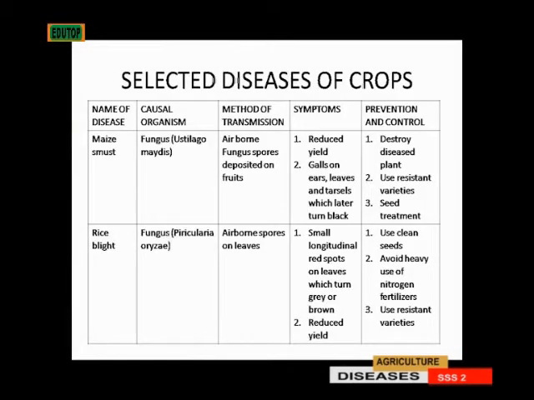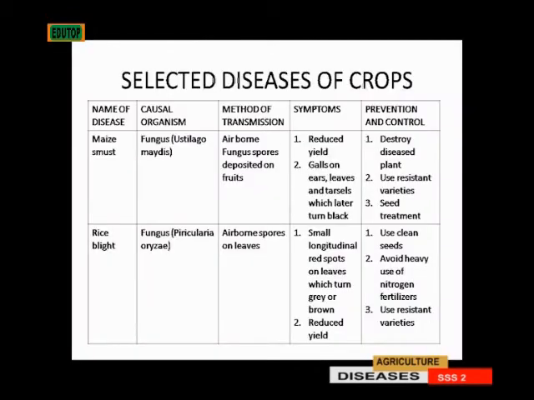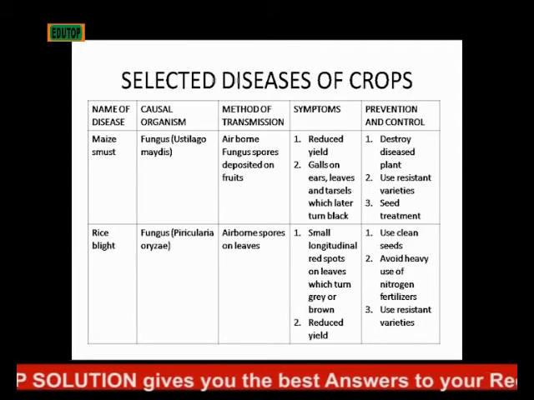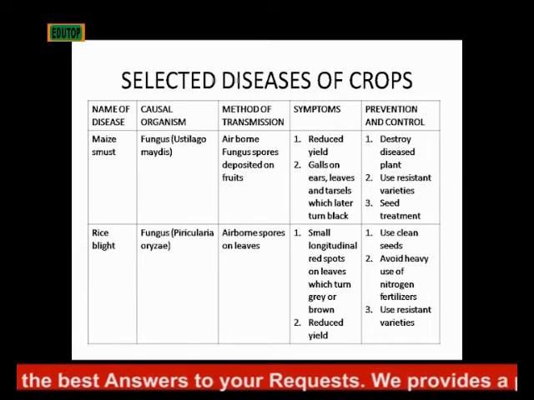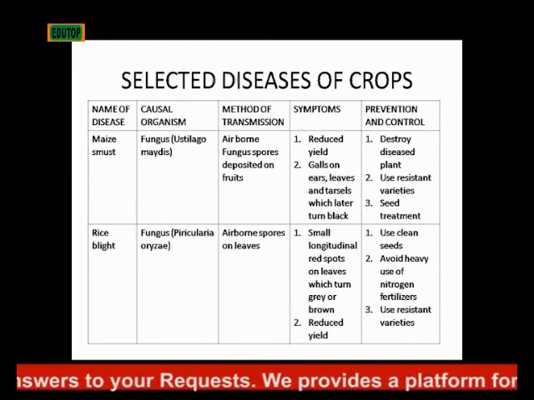Now, we're talking about selected diseases of crops. I'm mentioning some diseases, the causal organism, mode of transmission, the symptoms, and the ways to prevent or control them. So the first in that category is maize smut, and it is caused by a fungus called Ustilago maydis. It is transmitted through the air. It is airborne. That is, the spores produced by the fungus, once wind just blows them like this, spread to other plants.